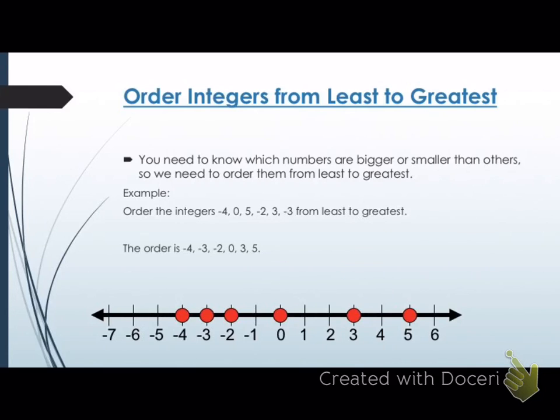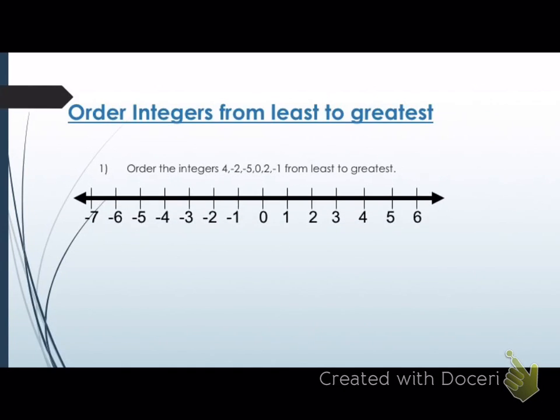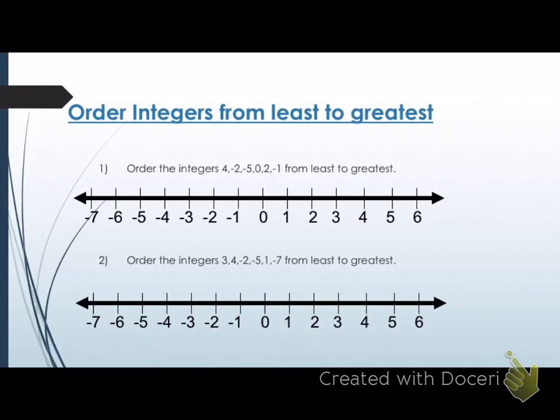Now, let's order these ones. We have a few others. We've got 4, -2, -5, 0, 2, -1. And we also are going to order 3, 4, -2, -5, 1, and -7. In order to do that, we're simply going to plot the points. Remember, drawing a number line is always going to help you. Does it seem like a little bit more work? Yes, but you're always going to get them right. So here we go. 4, -2, -5, 0, 2, and -1.